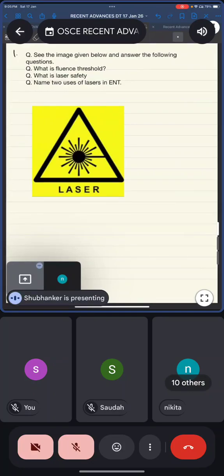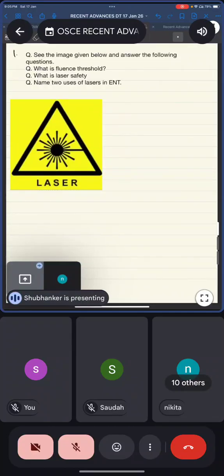Generally, out of 20 questions, there will be one question where they will give you some image or acronym and ask what it denotes. We'll be discussing 2-3 image-based questions of a similar kind today. One of them will be laser. Remember the full form of laser, that is important for you guys. Then, what is fluence threshold?